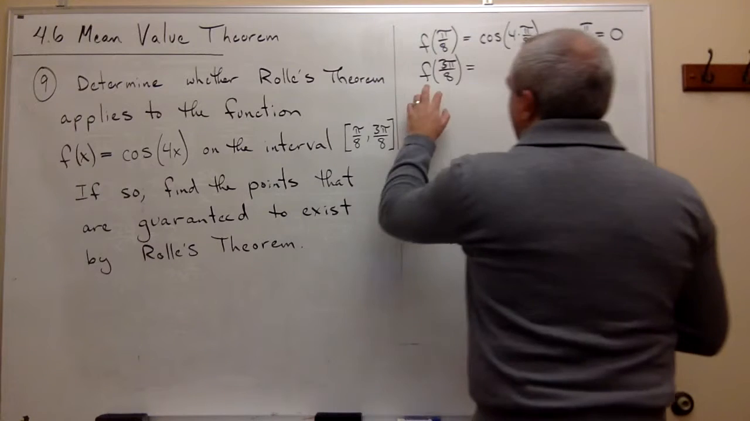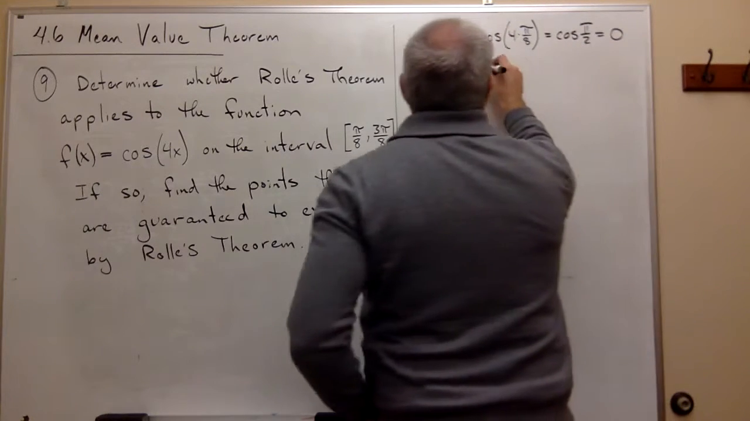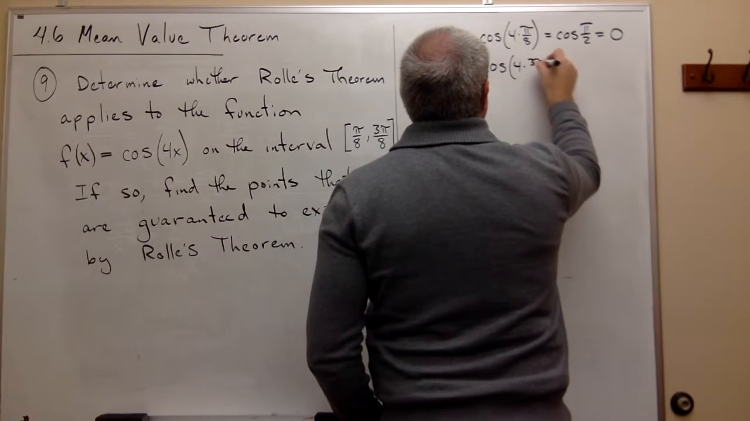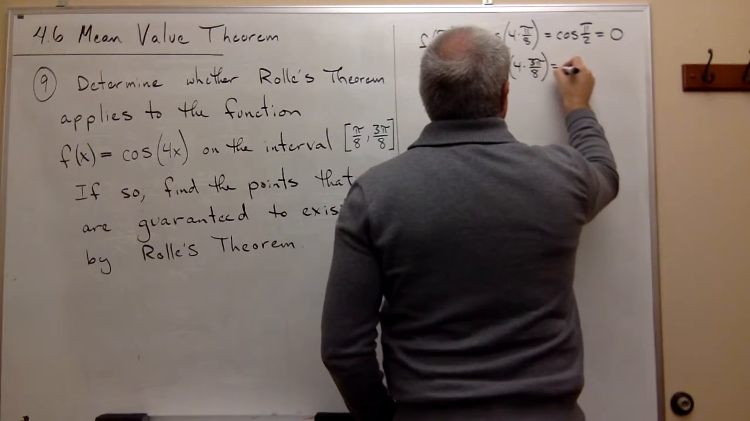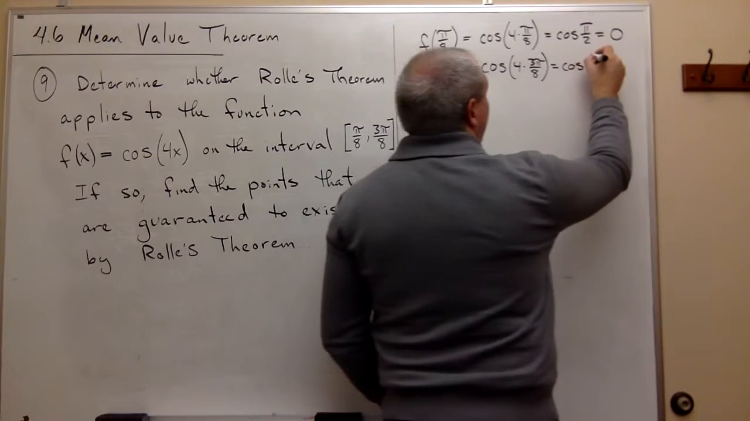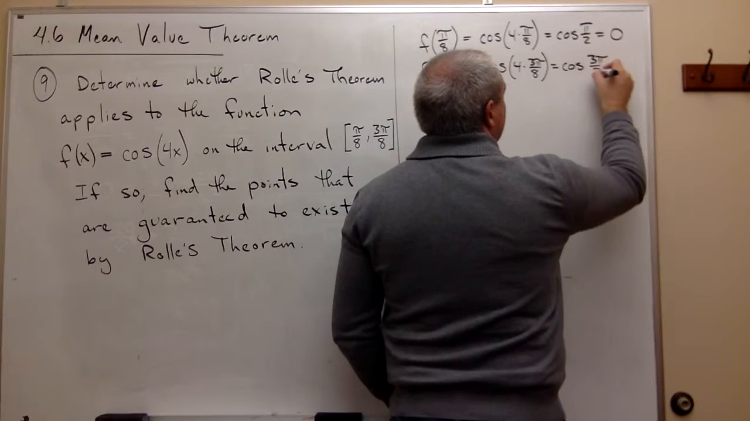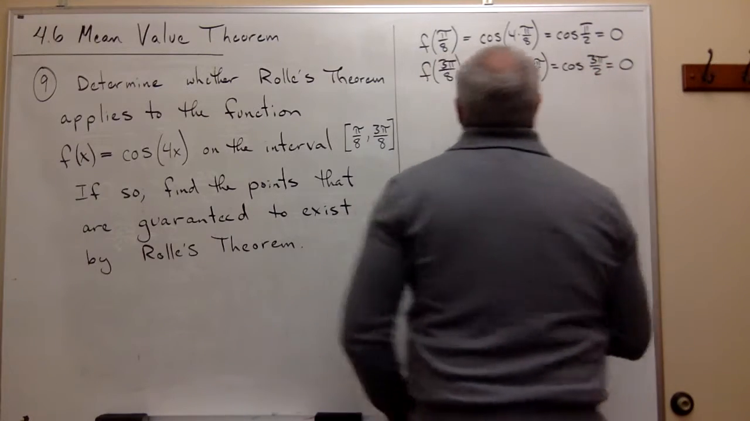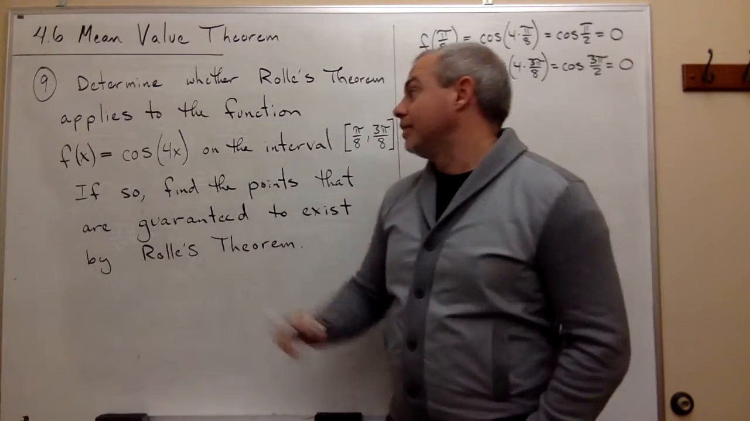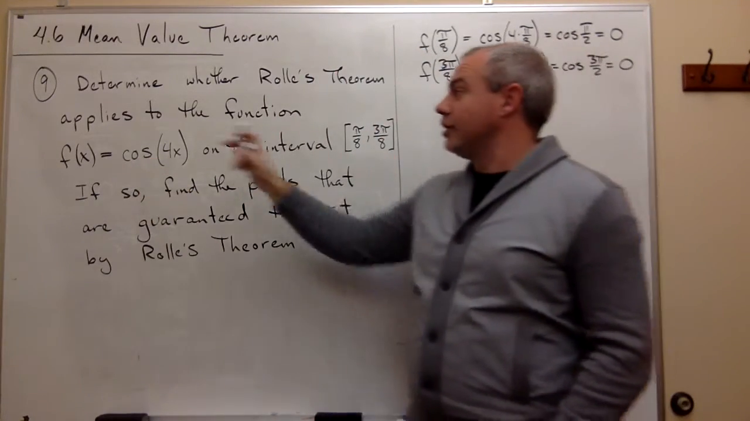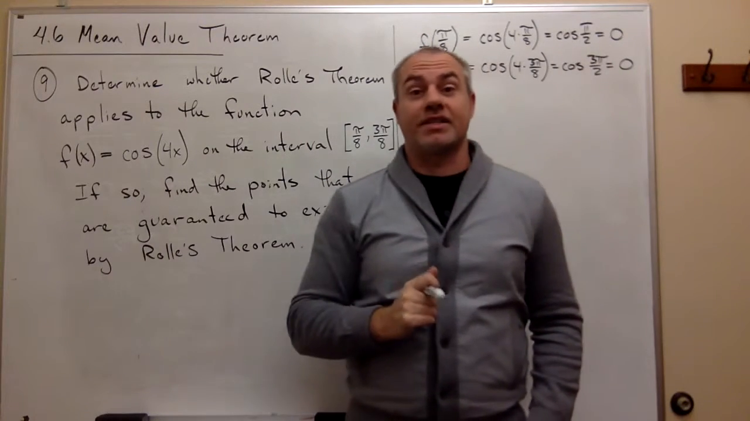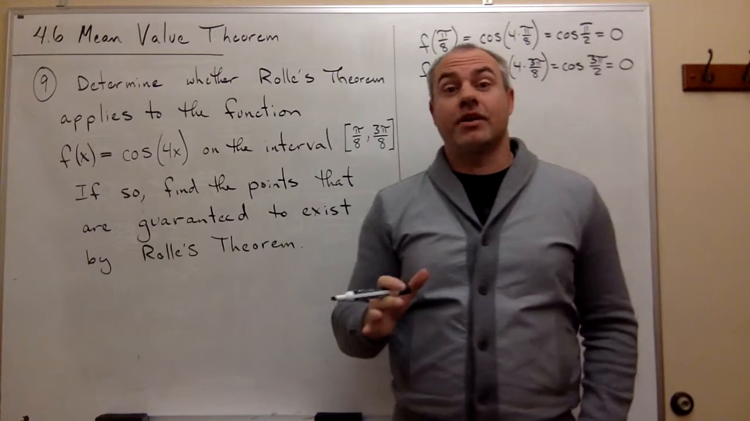Okay, what about f of 3 pi over 8? Well, that's cosine of 4 times 3 pi over 8, which is the same thing as cosine of 3 pi over 2, which is 0. So they are the same. So Rolle's theorem does apply because it's continuous on the closed interval, it's differentiable on the open interval, and the endpoints give me the same functional value. Okay, so Rolle's theorem applies.